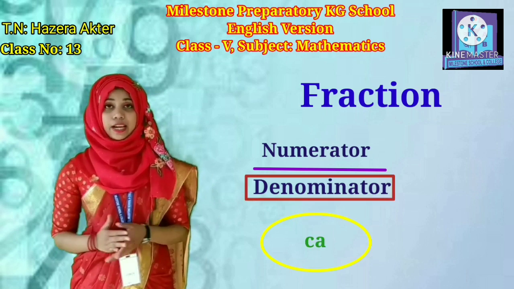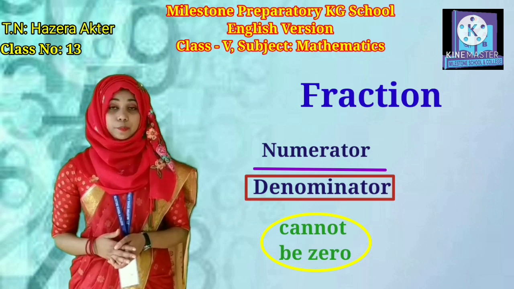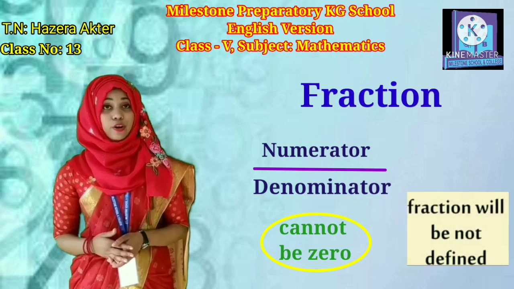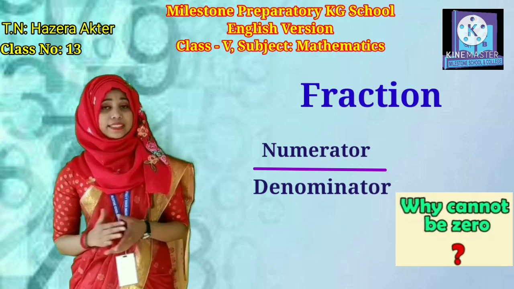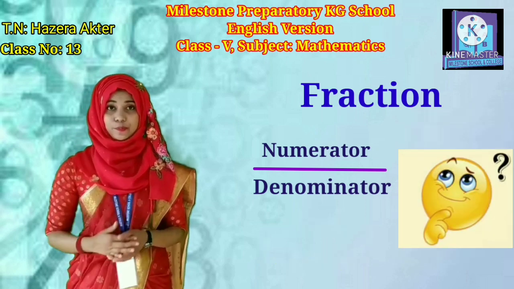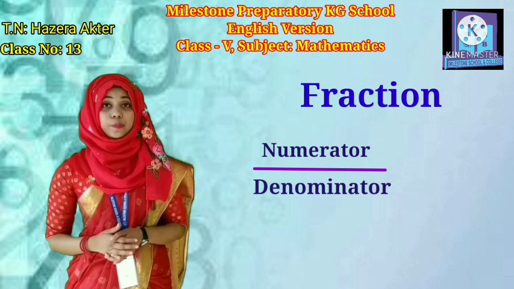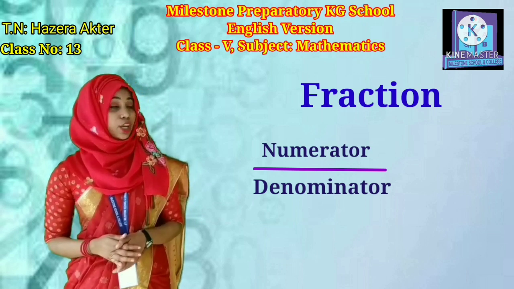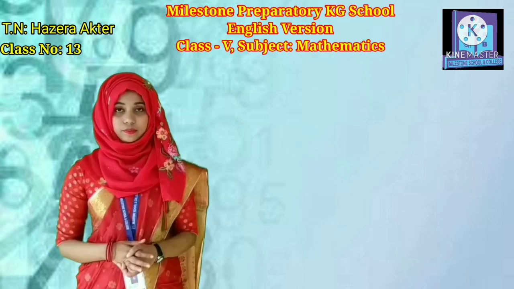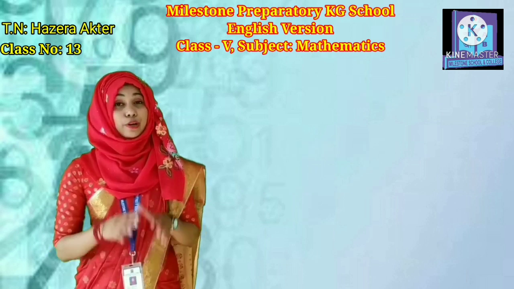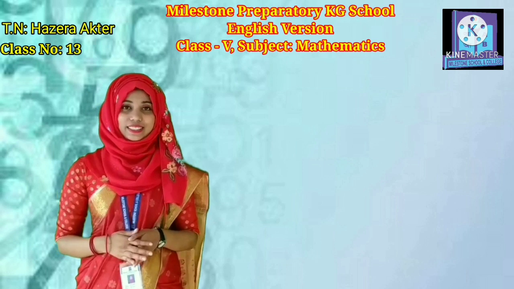But denominator cannot be 0 because if it is 0, fraction will be not defined. Why cannot be 0? Confused? If it cannot be divided into 0 parts, we cannot even share with anyone. This is one of the golden rules of mathematics.